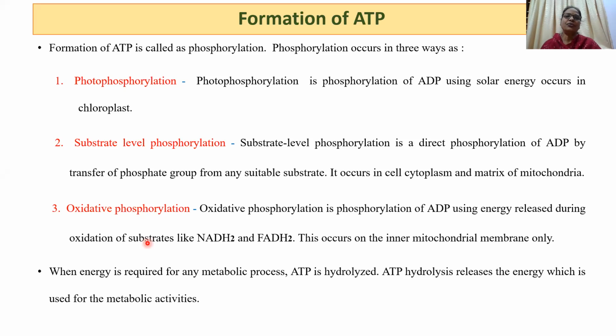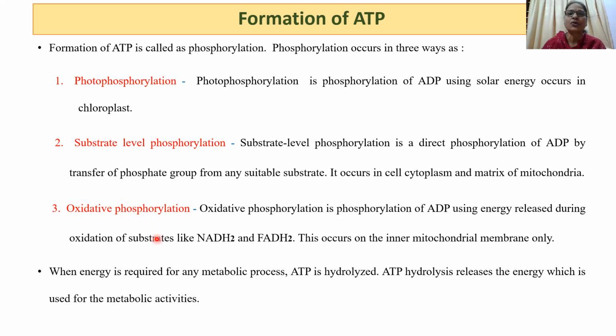Okay, now how does ATP synthesis occur? We have seen during photosynthesis that ATP synthesis occurs by a process known as photophosphorylation. ATP synthesis is nothing but phosphorylation, the addition of a phosphate group to ADP. So the process of formation of ATP is called the phosphorylation process.